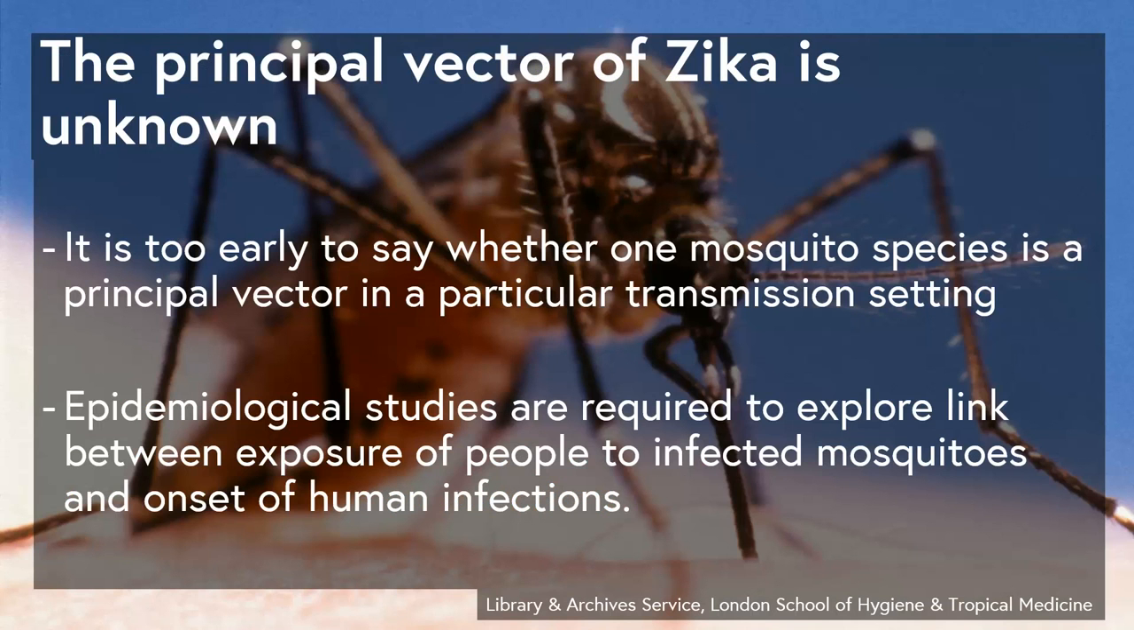Zika virus has been isolated from natural mosquito populations of several species, mostly Aedes genus, but several of the other genera can also be infected. Published laboratory studies have only been performed using Aedes aegypti or Aedes albopictus. Both species are competent, but neither has been fully incriminated. It is too early to say whether one mosquito species is a principal vector in a particular transmission setting, and we should not overlook the likelihood of other mosquito species, or indeed other biting Diptera, being involved in transmission.